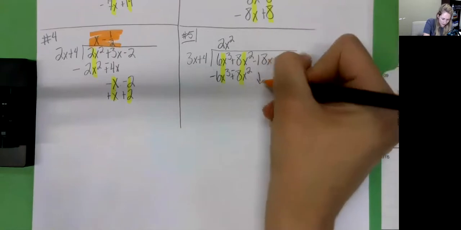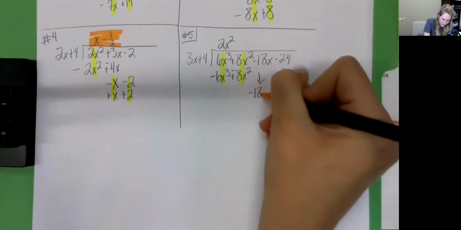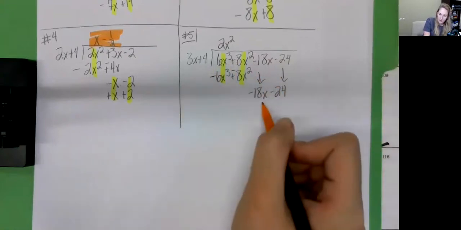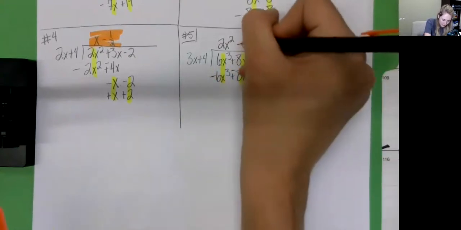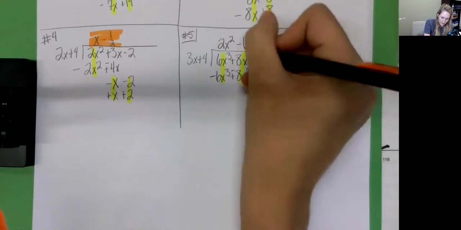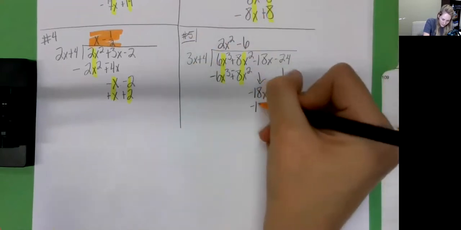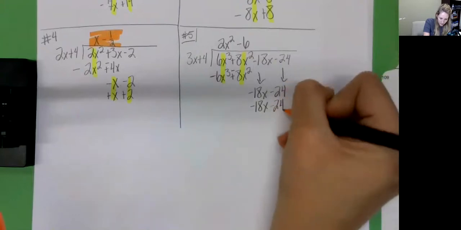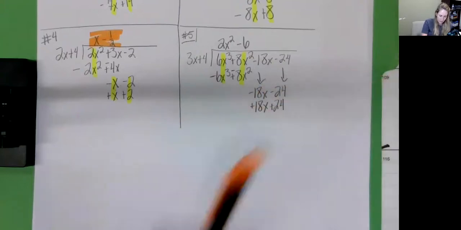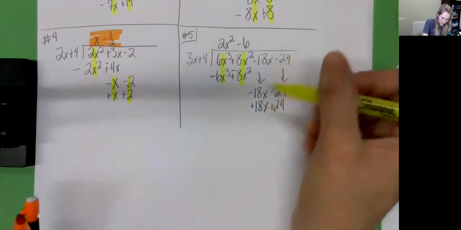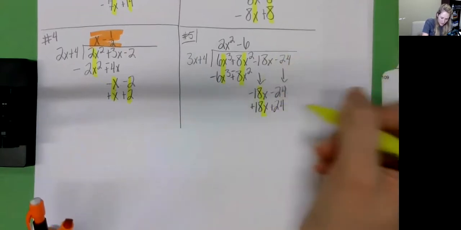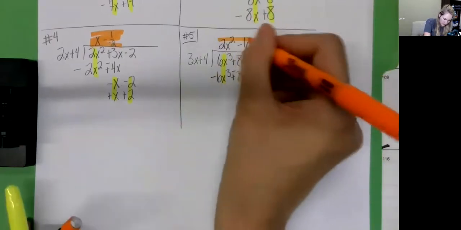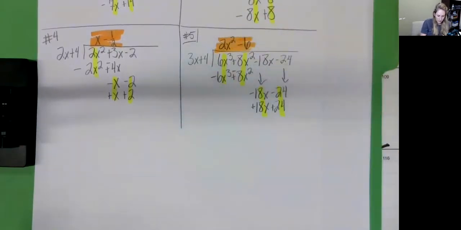And so I'm going to bring down these. So I have negative 18x subtract 24. So now I need my 3 to look like negative 18. So I'm going to multiply by a negative 6. Negative 6 times 3 would be negative 18, and our x will come. Negative 6 times 4 would be negative 24. Then we're going to change our signs because we're subtracting. Negative 18x plus 18x is 0. Negative 24 plus 24 is also 0. So our answer is 2x squared subtract 6.